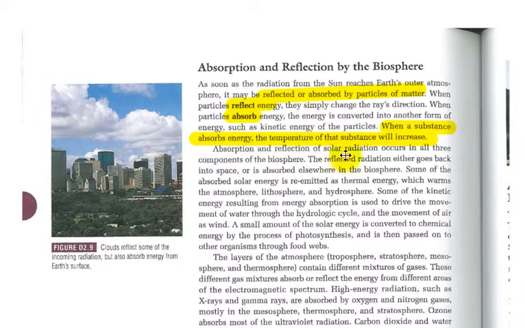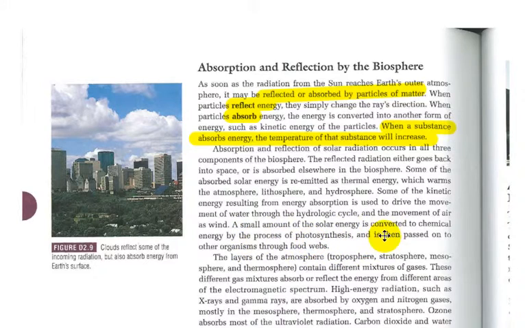So absorption and reflection of solar radiation occurs in all three components of the biosphere, so that region where we live, looking up into our atmosphere. The reflected radiation either goes back into space or is absorbed elsewhere in the biosphere. Some of the absorbed solar energy is re-emitted as thermal energy, which warms the atmosphere, lithosphere, and hydrosphere, so that region above us. Some of that kinetic energy resulting from the energy absorbed is used to drive the movement of water through the hydrologic cycle, so it gives us enough energy to cause water evaporation and collecting in clouds and then falling back again. And also the movement of air in terms of wind.